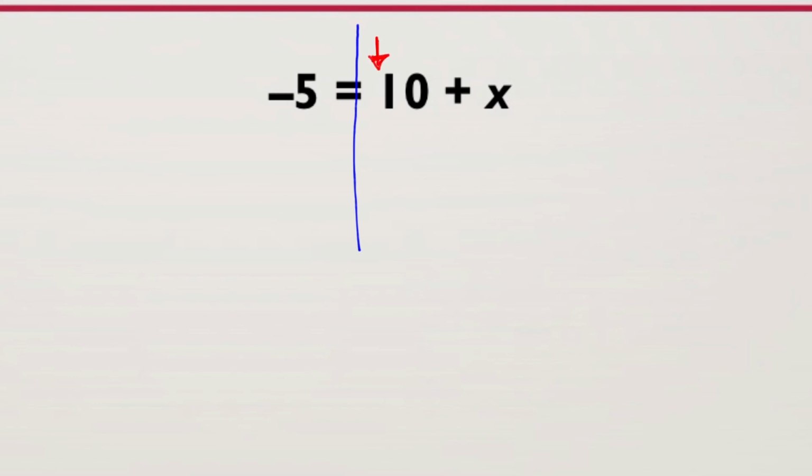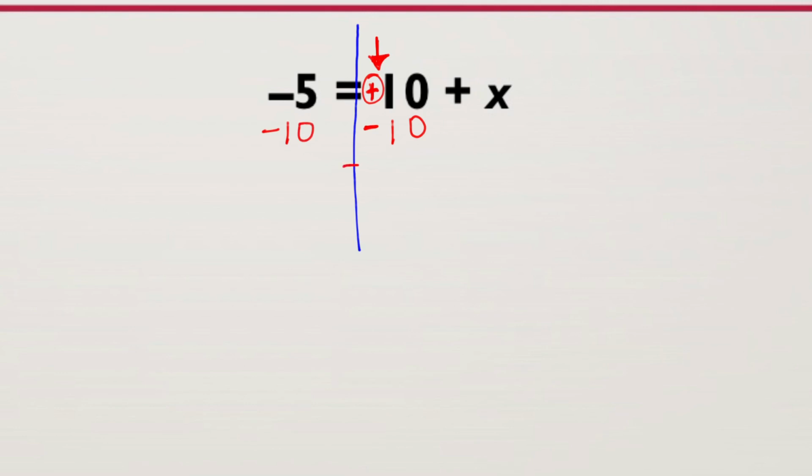The 10, I'm actually going to look, let me change colors there. I'm going to look right here. Whatever is attached to the 10 on the left side is going to tell me what I'm going to do. So technically we could say this is a plus sign, right? It doesn't have a minus sign like this 5 over here. So we're going to subtract the 10 from both sides.